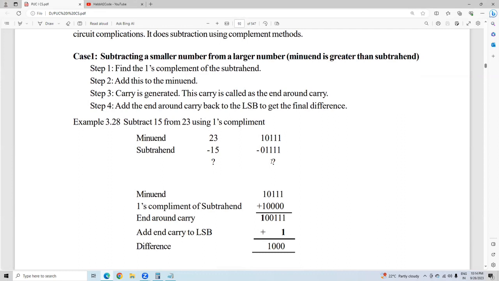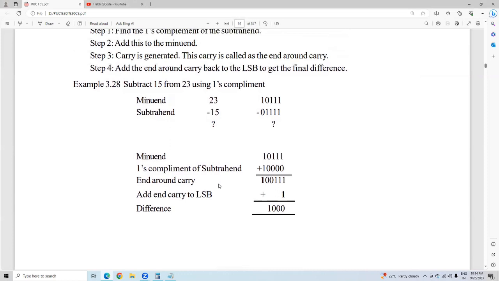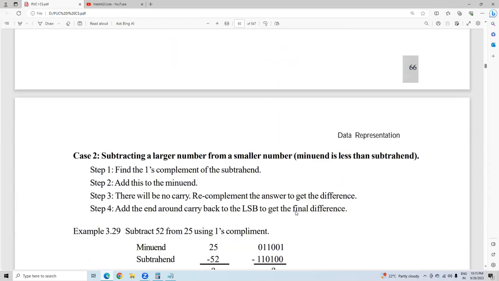And here, what is the subtraction answer? 1's complement. First, you have to find out the 1's complement of this number. Right. So 0 will become 1, 1 will become 0. So this is the thing. And after that, the first number, minuend, 10111, that should be. So to calculate the end around carry, that is 1, which is highlighted here, right? Add the end carry to the LSB, that is to the least bit. So the final result will be this, that is the difference.